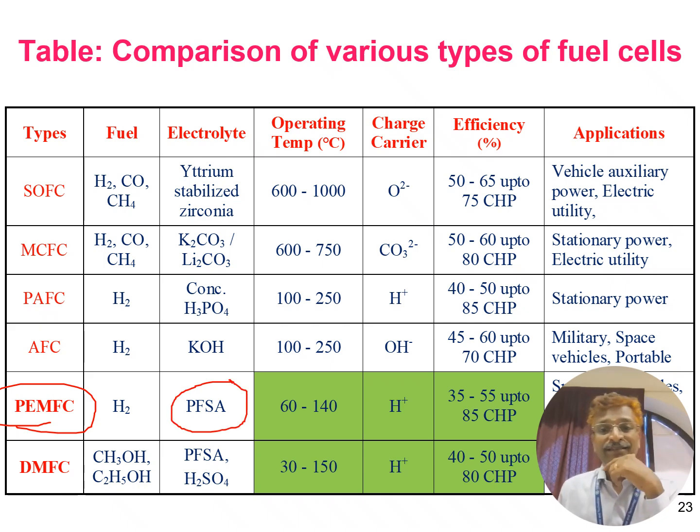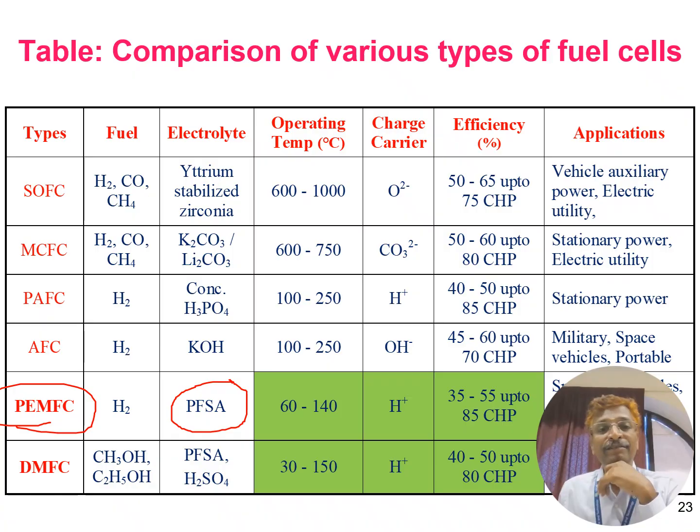Here people are using a perfluorosulfonic acid membrane, that is nothing but Nafion. That is the state-of-the-art material for this PEMFC. Here a thin polymer film is used as the electrolyte. Whereas in DMFC also the same kind of polymer film we can use.